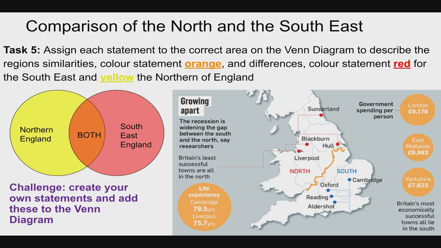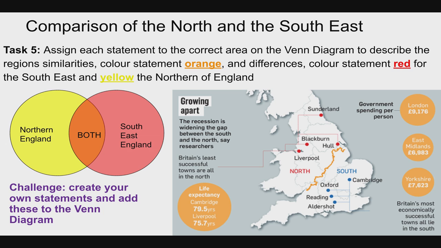Okay, now what I would like you to do is a Venn diagram. Normally when we do a Venn diagram, you write the statements into the right spaces, but it's really hard to do on a digital worksheet. So I'm going to ask you to do the Venn diagram by color coding. If the statement applies to Northern England, I want you to color code it yellow. If it applies to the southeast of England, then color code it in red for me, please.